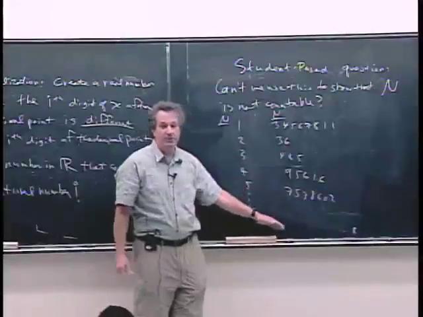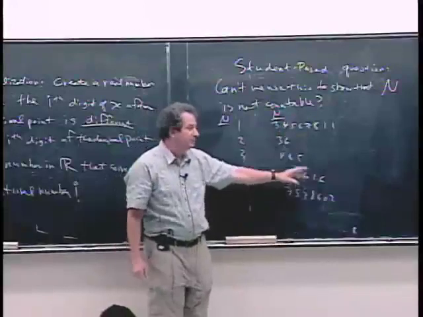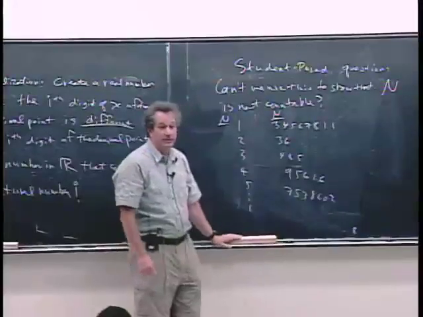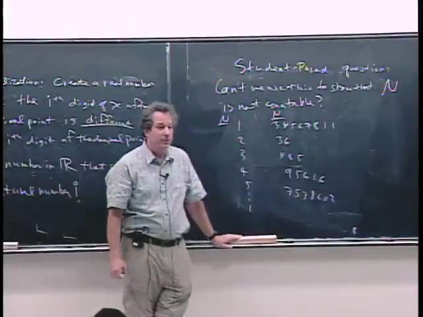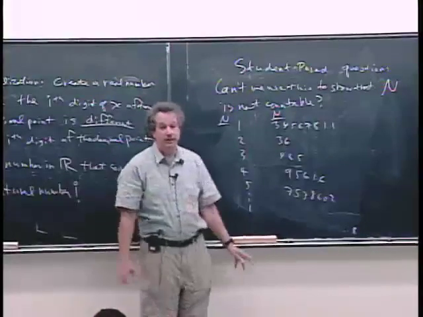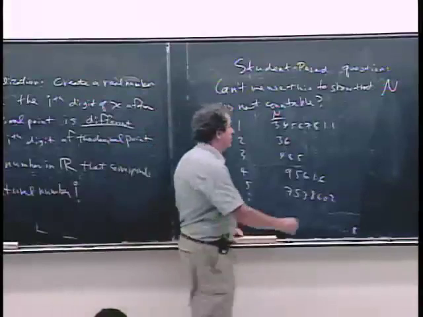Start enumerating phone numbers. Okay, so there's an enumeration like that. That's what it means to be one-to-one and onto. And then you want to do the diagonalization. You want to create a new integer, I.